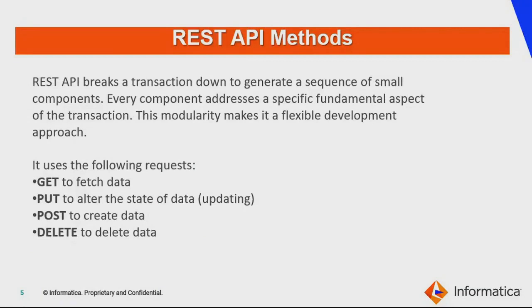REST API methods. REST API breaks a transaction down to generate a sequence of small components. Every component addresses a specific fundamental aspect of the transaction. This kind of modularity makes it a flexible development approach. The four basic REST API methods which are widely used are get, put, post, and delete. Get is used to fetch data, put is used to alter the state of data, post is used to create data, and delete is used to delete data.